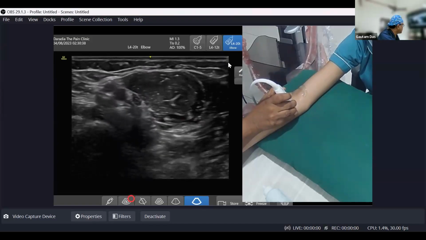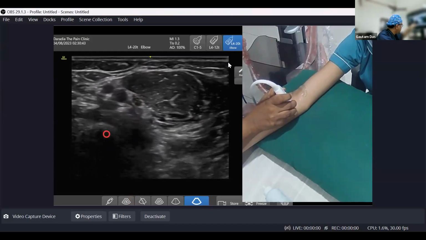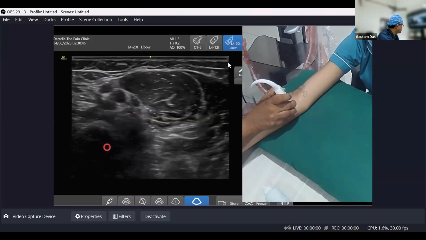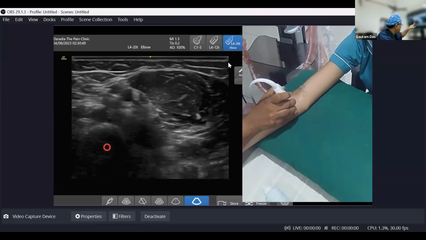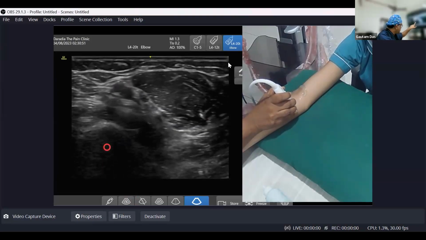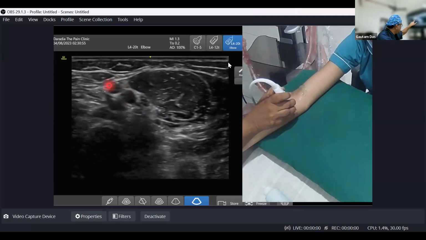It will be coming between the two heads of the pronator teres. So this is your median nerve. Follow it. It is coming between the two heads of the pronator teres, coming down, and you can see here the brachial artery has divided. This is your ulnar, this is the radial branch.